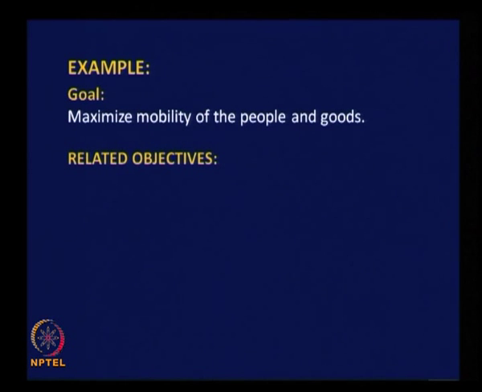What are the possible objectives for this goal? Any suggestion? We just would like to maximize mobility of the people and goods. I will just give you one example, then you will be able to get along the same line. So we generally say minimize travel time, make your modes faster so that mobility is made easier and people are encouraged to make more trips. It could be any mode, any route.